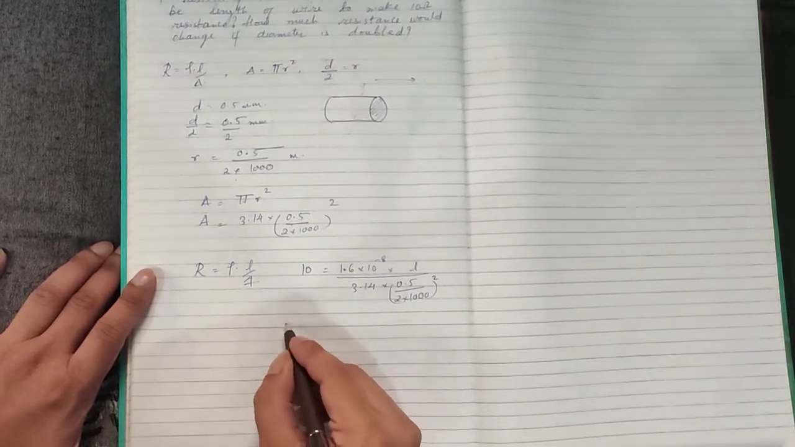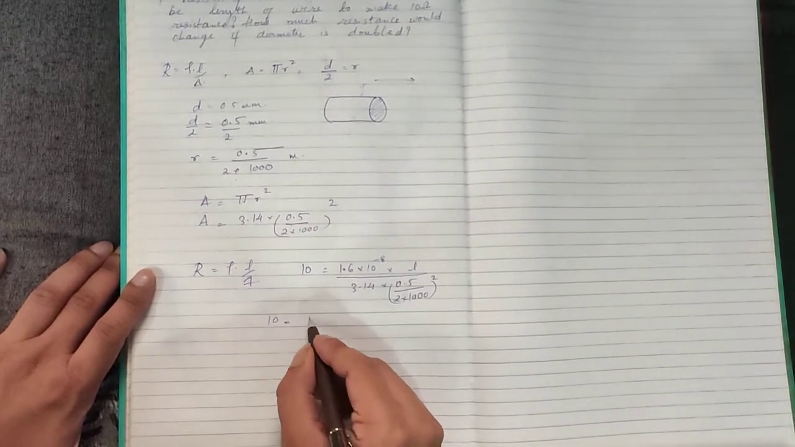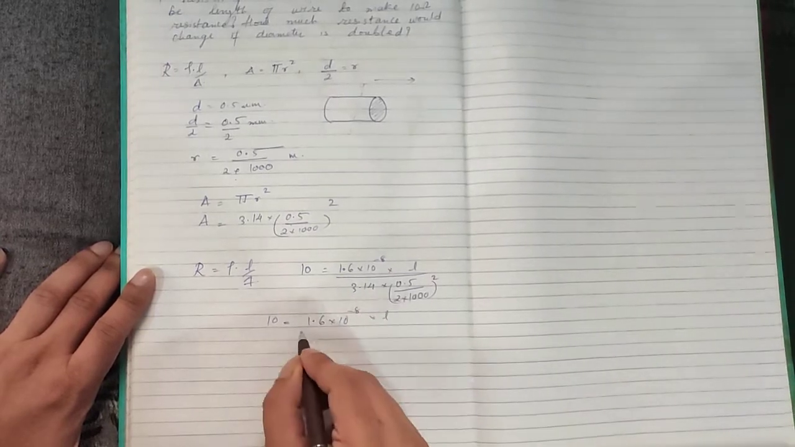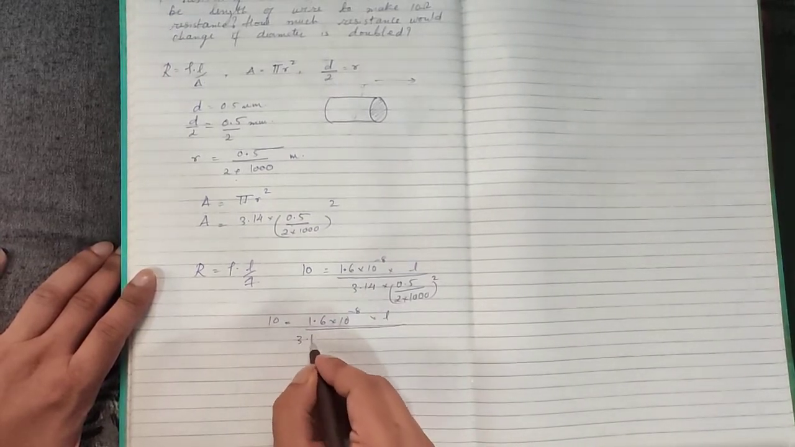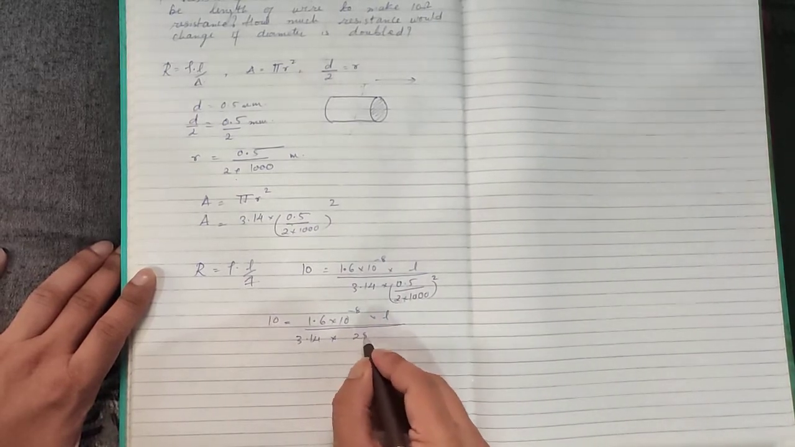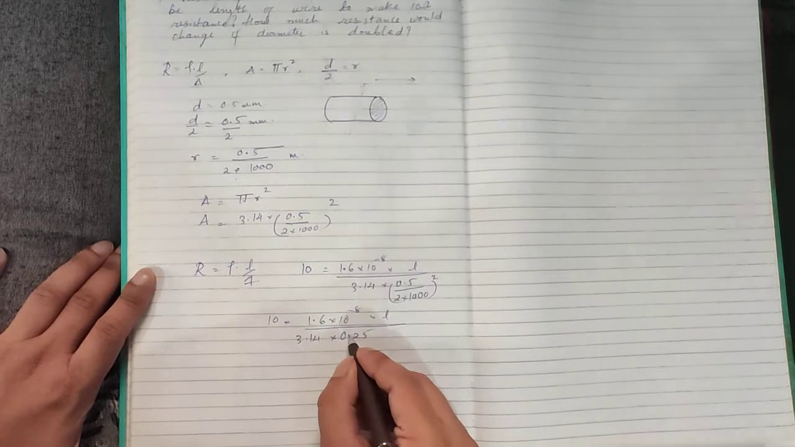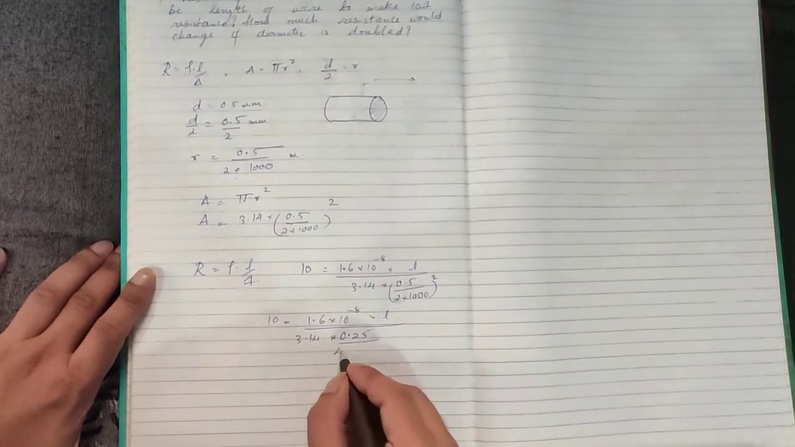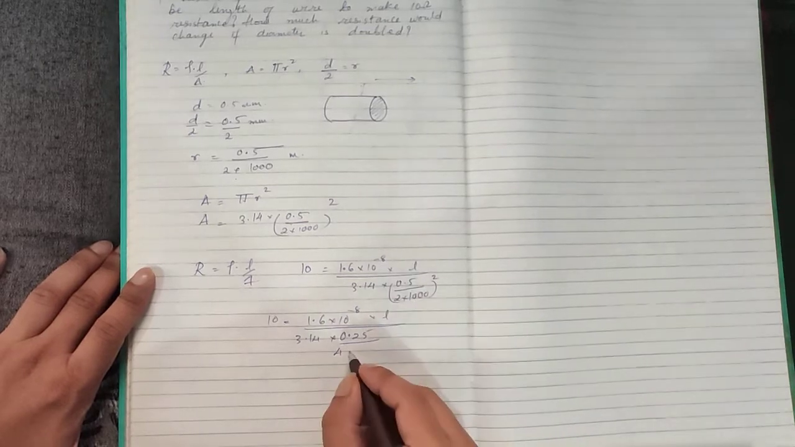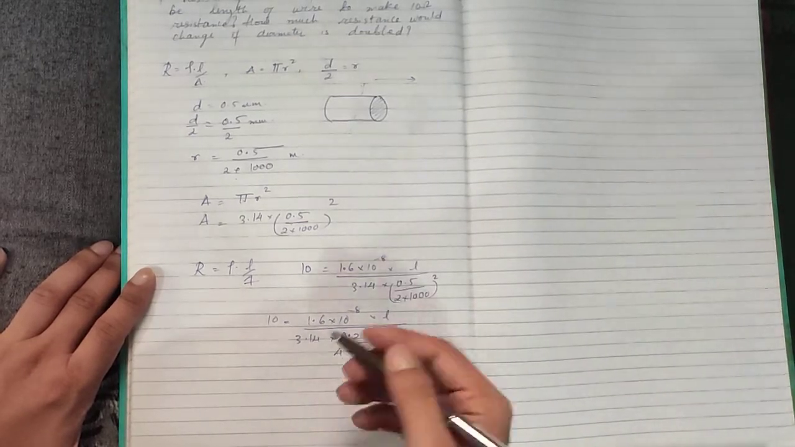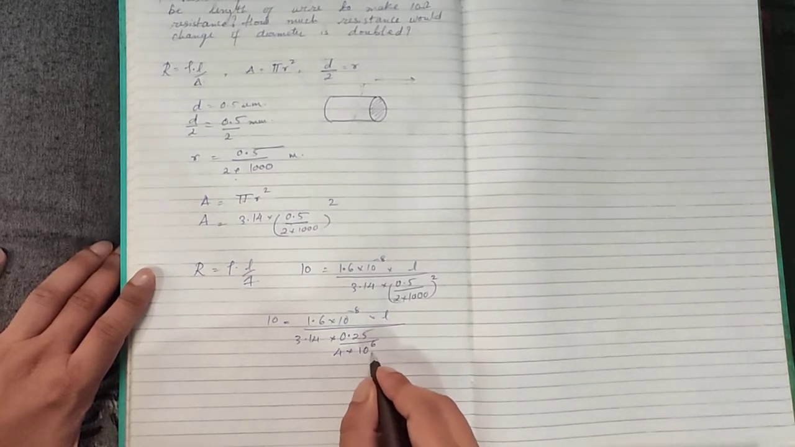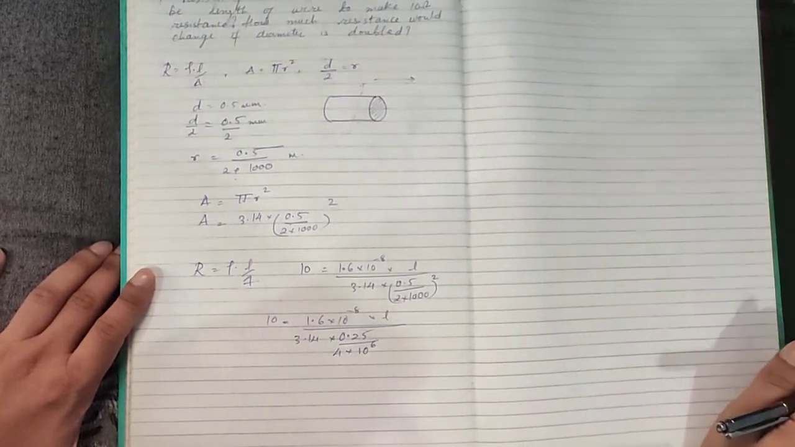Okay, solving this further, what you get is 10 is equal to 1.6 into 10 raised to minus 8 into L upon 3.14 into 5 5s 25 and 2 decimal points, so 0.25 upon 2 2s is 4. Now obviously we know that if we square 1000 into 1000, it becomes 6 zeros. So I can write 10 to the power 6, that is multiplying 10 into 6 times, so I can get 6 zeros.